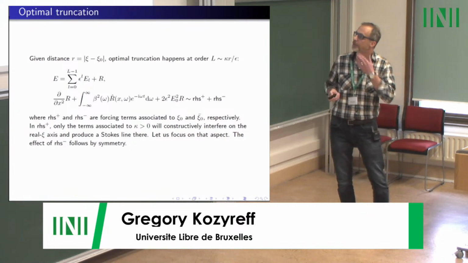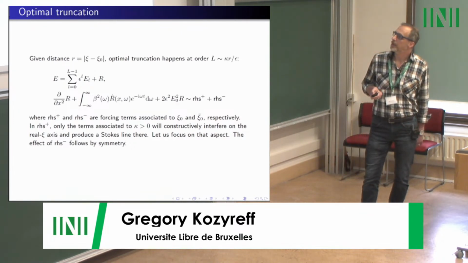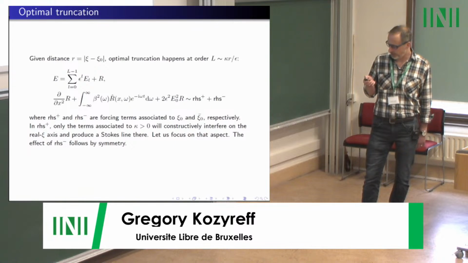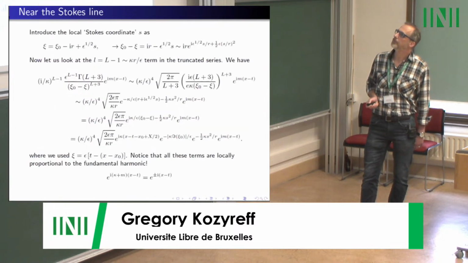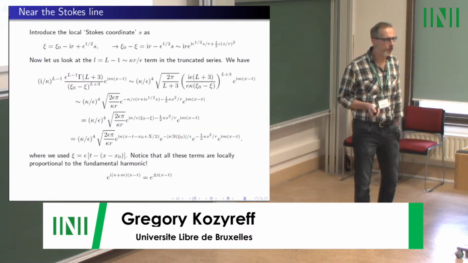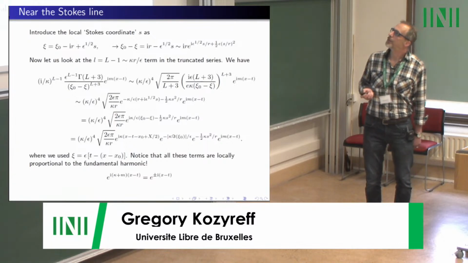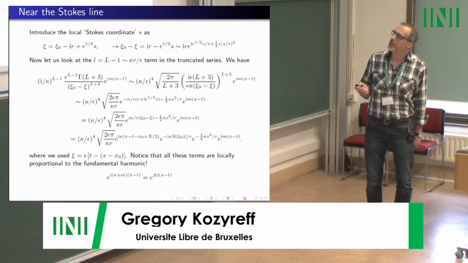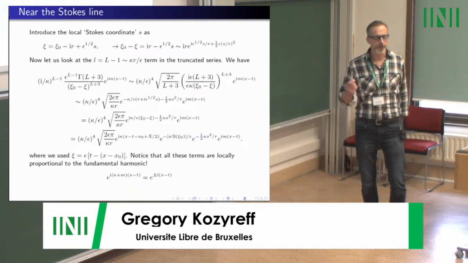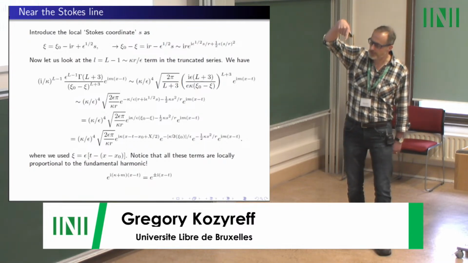And there are forcing terms that will drive the remainder equation, and that comes from the fact that this doesn't fully satisfy the wave equation. So near the Stokes lines, we introduce Stokes coordinates. So let's look at the top singularity. We know that the Stokes line goes down.